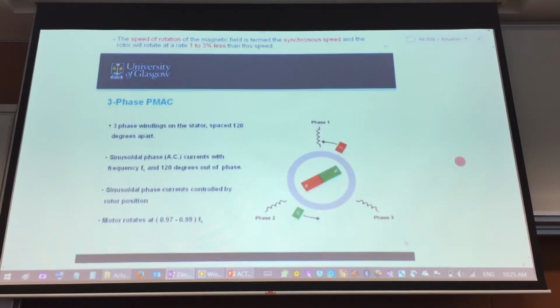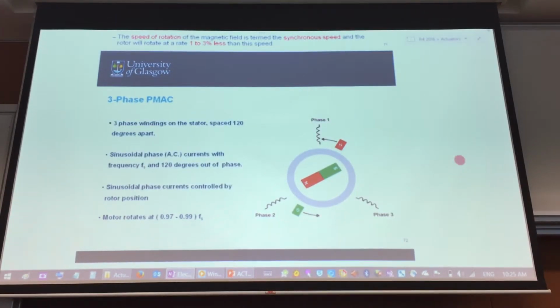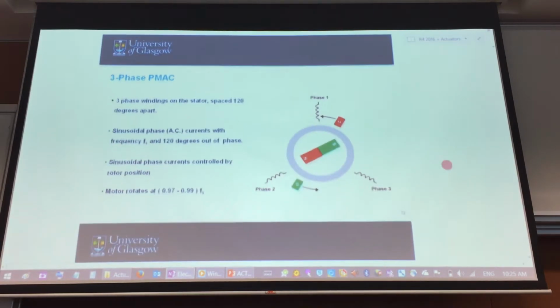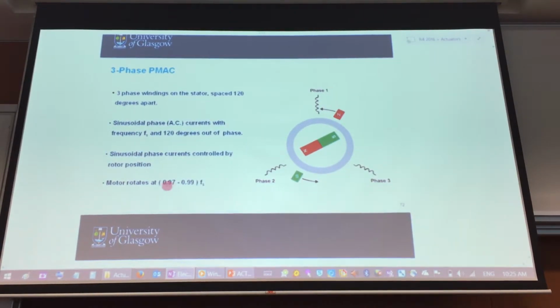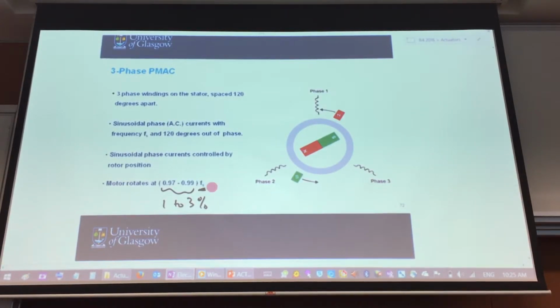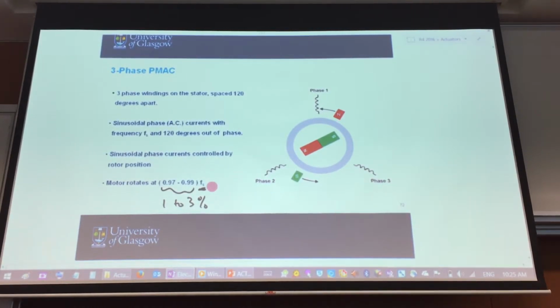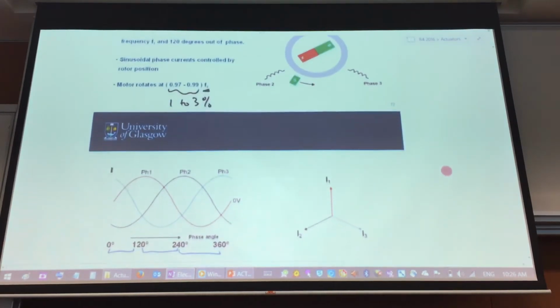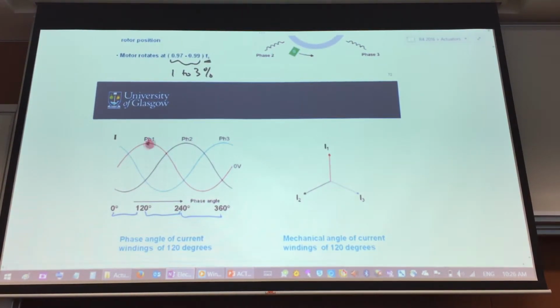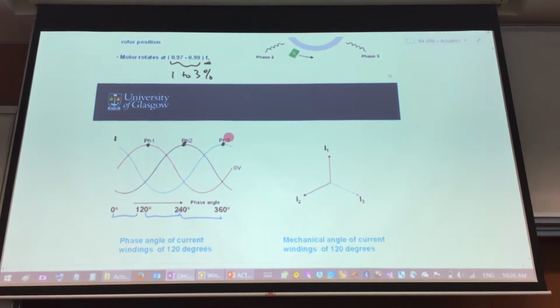So these few slides over here explain that. A lot of what I spoke about is already in there. This one relates to the 1 to 3% of full speed or the full frequency, the synchronous rotation frequency. And if you put those three AC signals together, you get this waveform. So you can see that this peak is 120 degrees out of the other peak, which is 120 degrees out of the other peak.